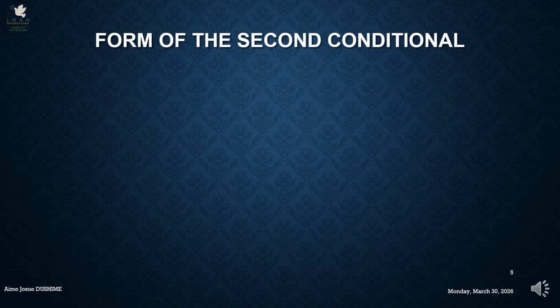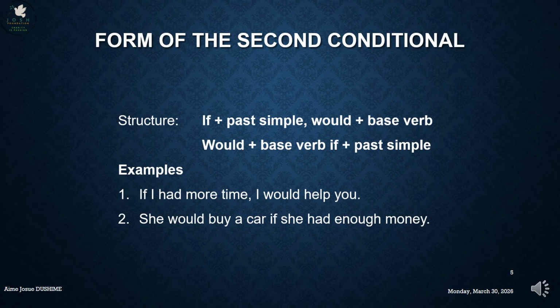Let's see the form of the second conditional. Remember the first conditional, we said the form is if plus present simple, comma, subject plus will, V1. But in the second conditional, we have if plus past simple, comma, subject plus would plus V1. Or you start with would plus V1, if plus past simple. Contrary to the first conditional, where we use present simple and will.